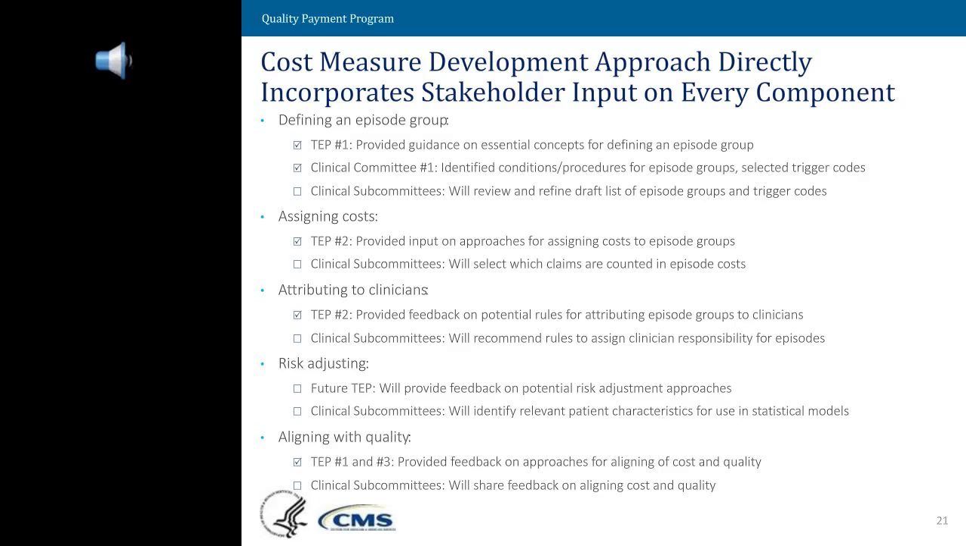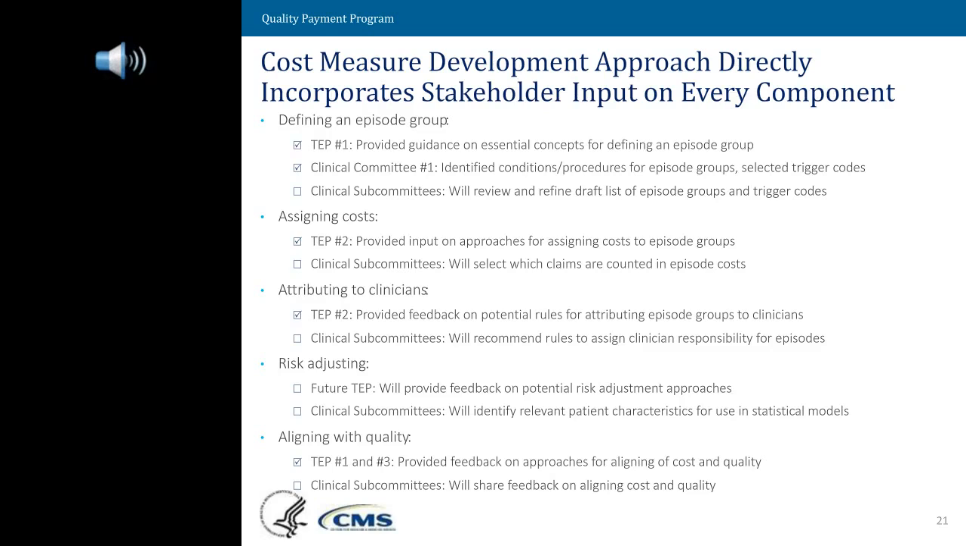For the second component, assigning costs. Our second step provided input on approaches for assigning costs to episode groups, and moving forward, the clinical committees, when they're formed, will select which claims are counted in each episode costs. The third component, attributing to clinicians. Our second step provided feedback on potential rules for attributing episode groups to clinicians, and our clinical subcommittees, moving forward, will recommend rules to assign clinician responsibilities for episodes.